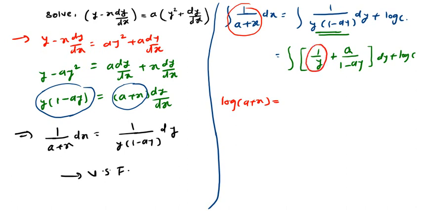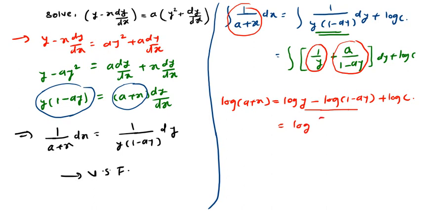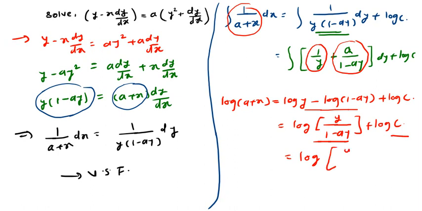The integration of 1 by y with respect to y will be log y, and the integration of this term with respect to y will be minus log of 1 minus ay, plus log c. Now this is like log of a minus log of b, so this will be log of a upon b, plus log c. So finally we can write this as log of, this is like log of a plus log of b, so that will be log of a into b, so this will be y into c upon 1 minus ay.